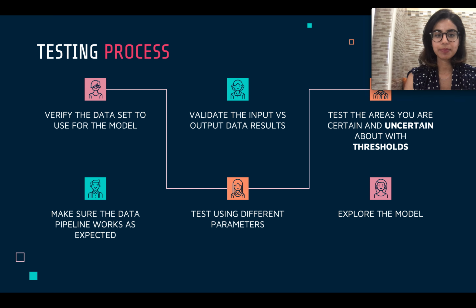Make sure the data pipeline works as expected, so no data is dropped or duplicates provided. And test using different parameters or configurations per your clients. If you might have certain things that only accept strings, try and put some integers and see how it behaves. And lastly, explore the model, understand the model. Just go in without any agenda. Try and see if you find any underlying bug that you never knew about. So these are quite important things.